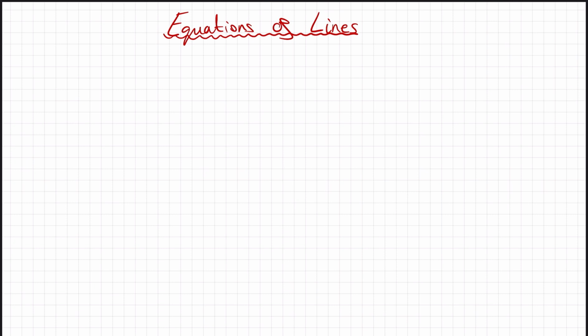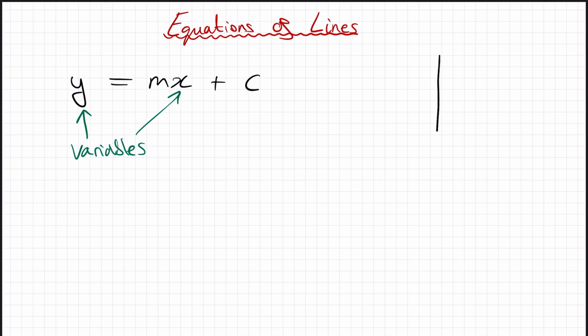So let's look at a typical example of an equation of a line, and it's usually in the form y equals mx plus c. So let me get into this stuff. x and y are both variables, so these can take any value, and we can just say y is a function of x. So y is going to be determined solely by x.